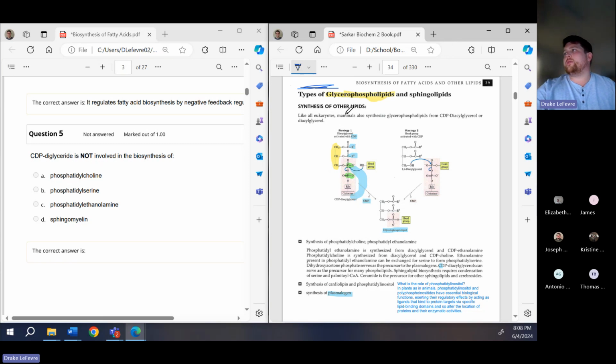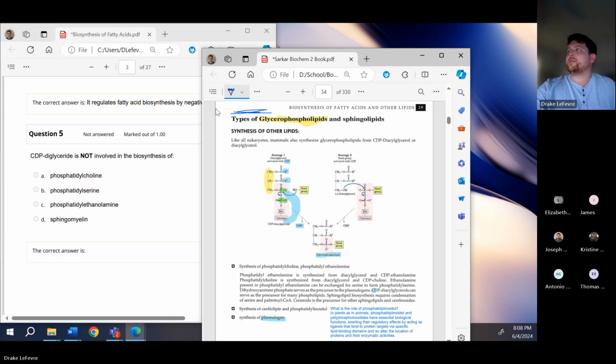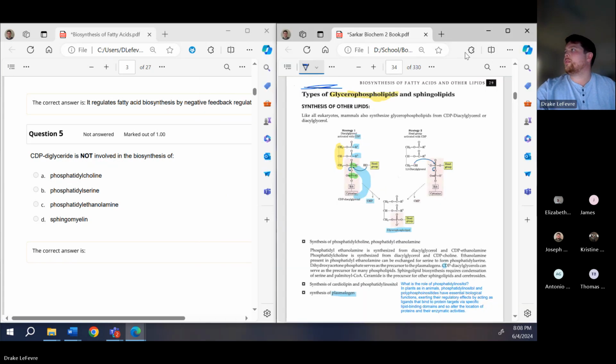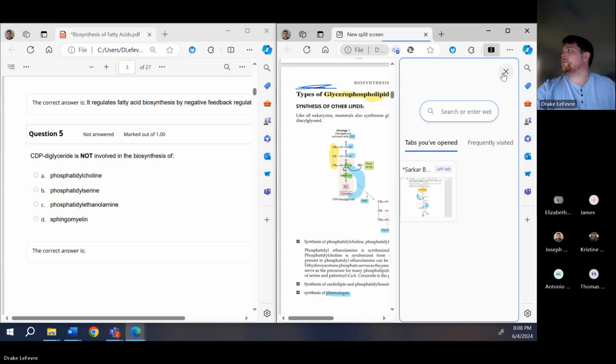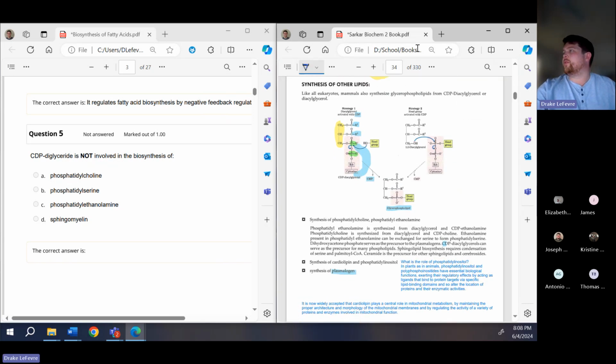So like all eukaryotes, mammals synthesis. Sorry, let me fix this real quick. It bothers me a lot. This freaks out for some reason. There it goes. I just really messed with my eyes.